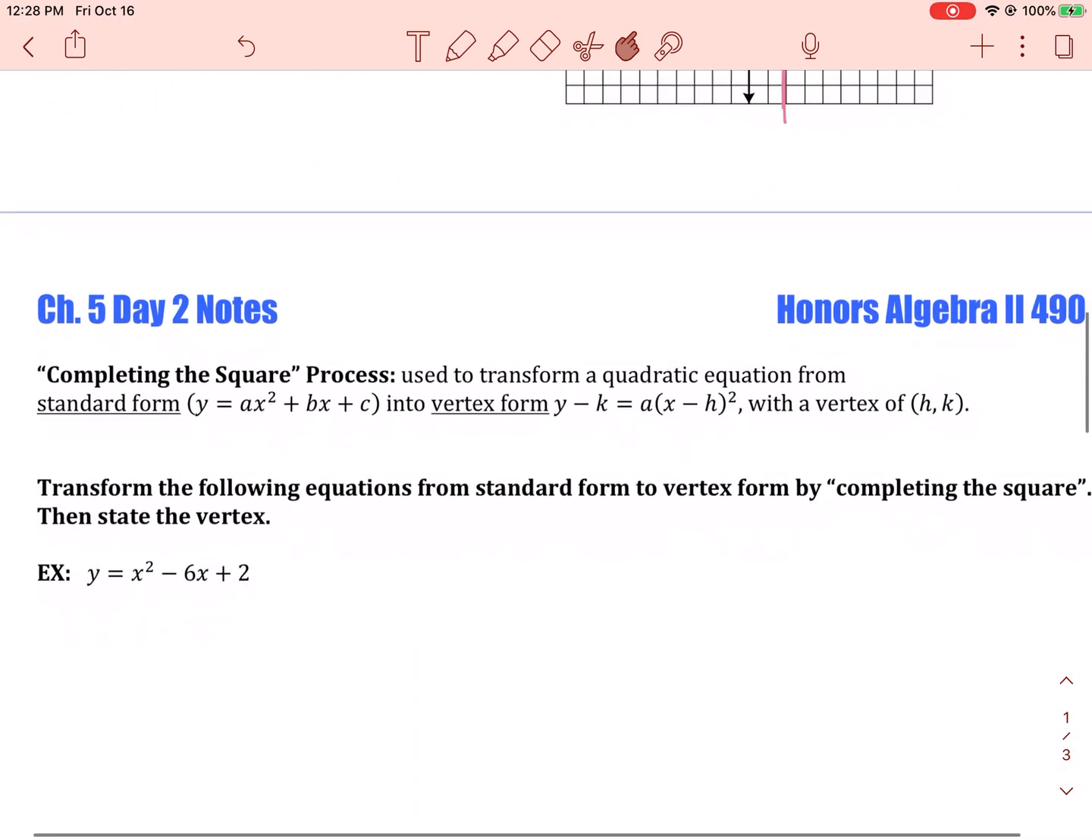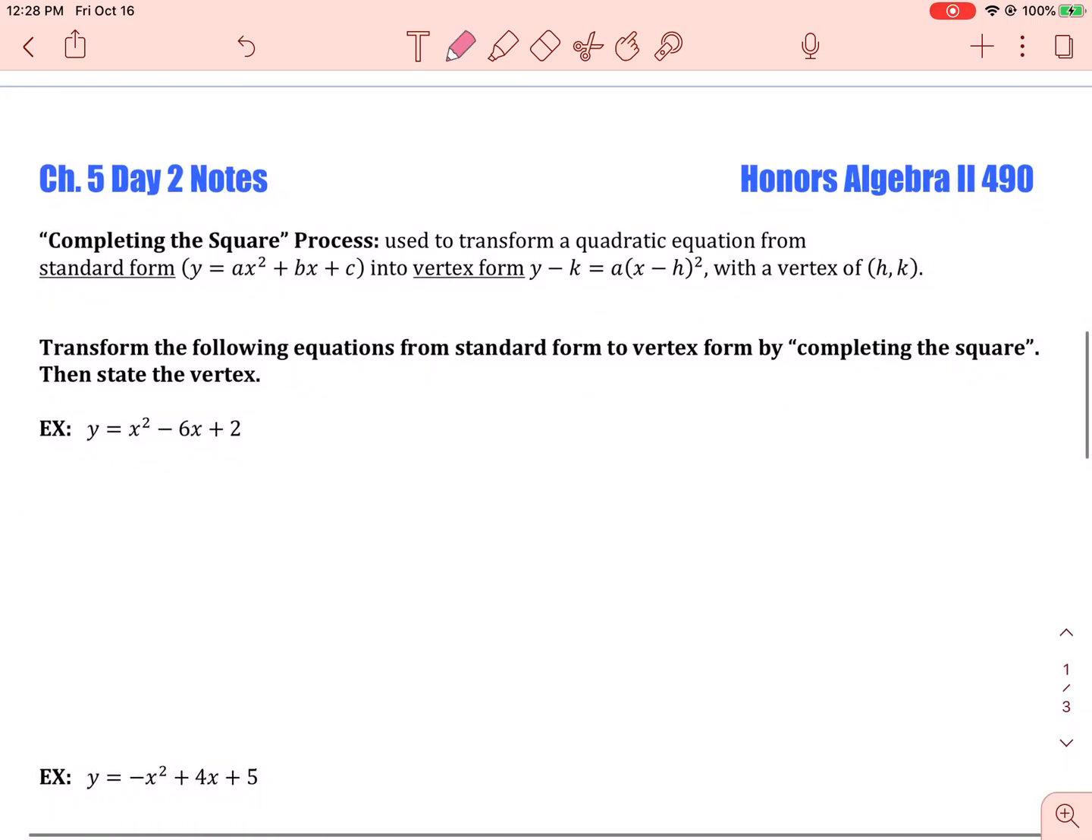Now we're going to look at what's called the complete the square process. Complete the square. It's not as scary as some people make it. So let's take a deep breath and let's jump in. So we're going to use this to transform standard form, so this form, into vertex form.